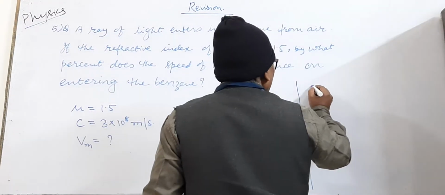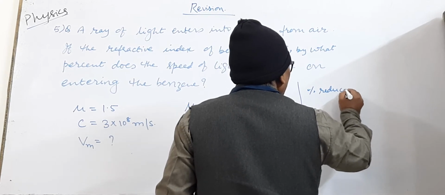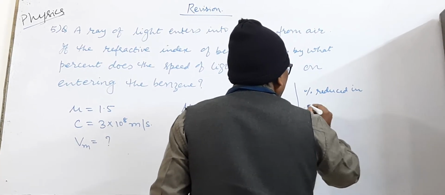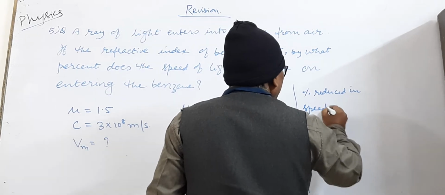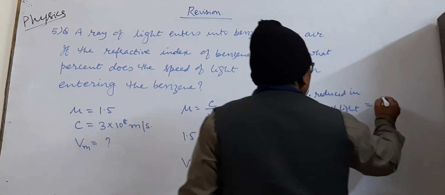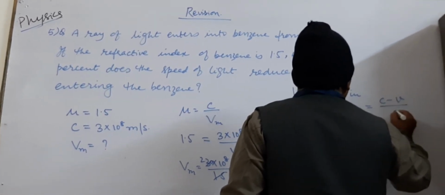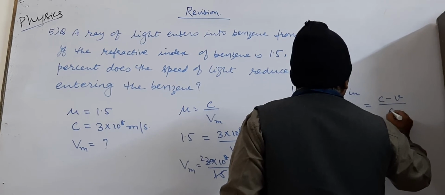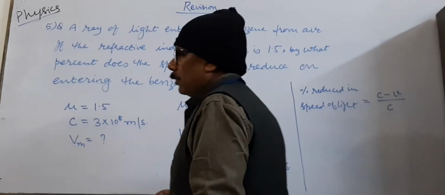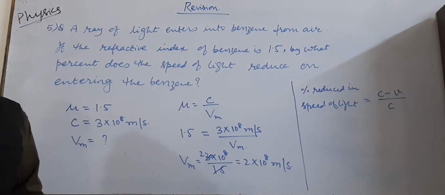So the percentage reduced in speed of light is equal to how much? C minus V upon, with respect to what do we have to take? With respect to C. Okay.